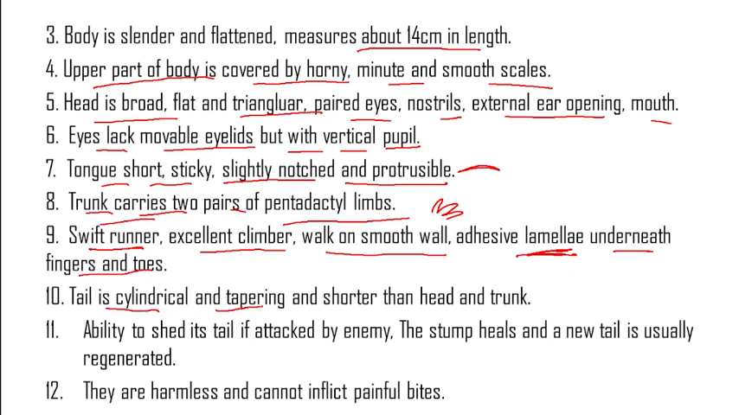Tail is cylindrical and tapering and shorter than head and trunk. It has the ability to shed its tail if attacked by an enemy. The stump heals and a new tail is usually regenerated. They are harmless and cannot inflict painful bites.